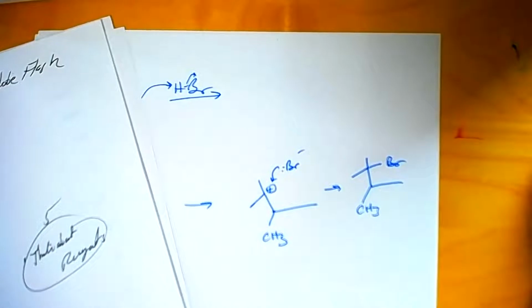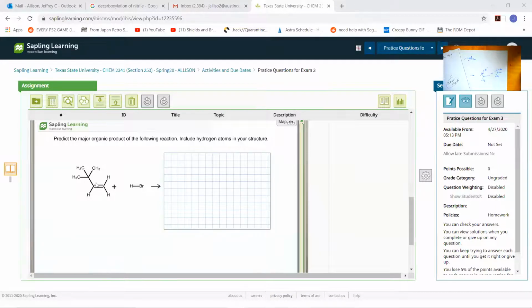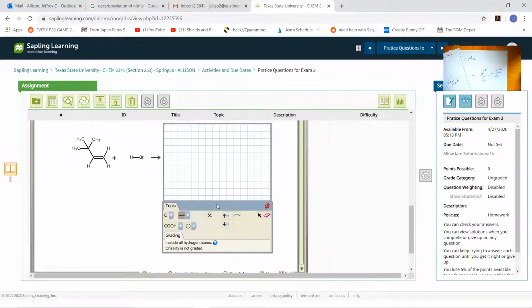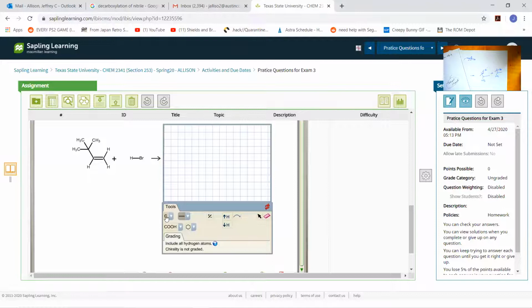So I'm going to go back to the share screen. Okay, notice all the hydrogens are here and it says to include the hydrogens. So I'm going to go ahead and do that. I'm going to start by drawing in my carbon framework. So I have two carbons here up at the top. Then I'm going to have a carbon that comes down to this position, and then a carbon that goes over to here, and then a CH3 here.